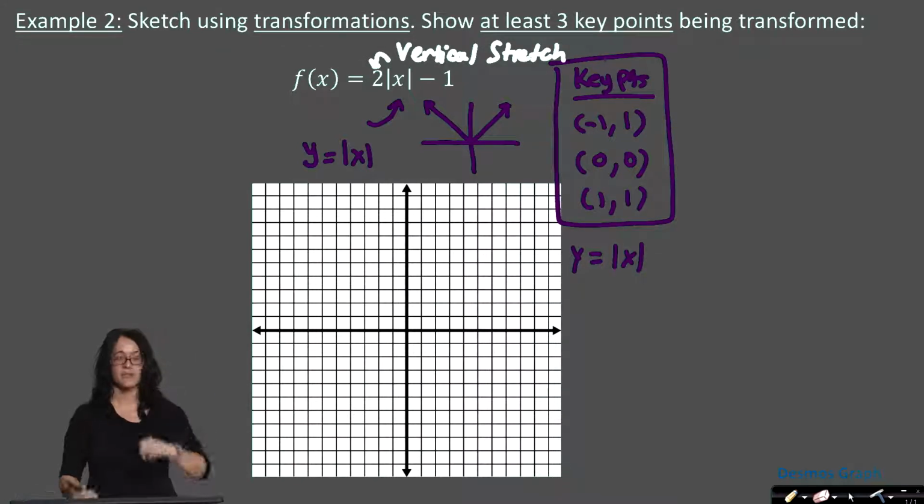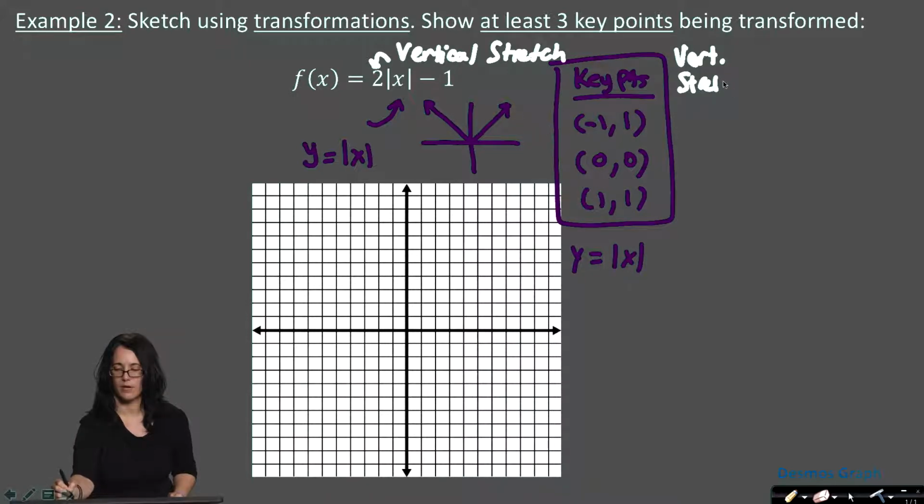So what did that do? It's saying you're going to double your outputs, right? So you take what you had, and then you multiply them by 2. So we're going to do our vertical stretch of 2. So that means since it's a vertical stretch of 2, we are multiplying the y values by 2.